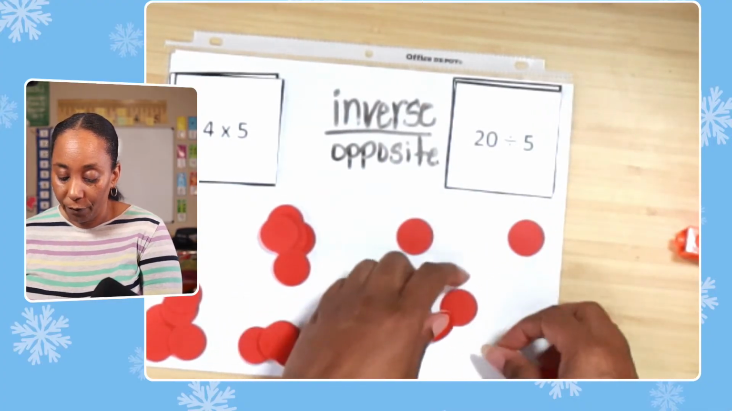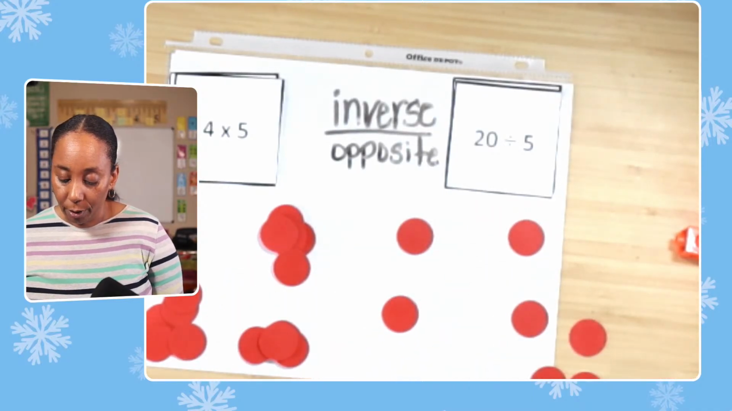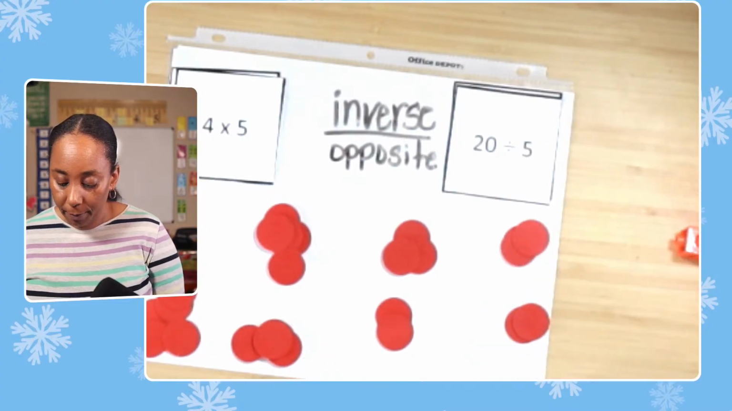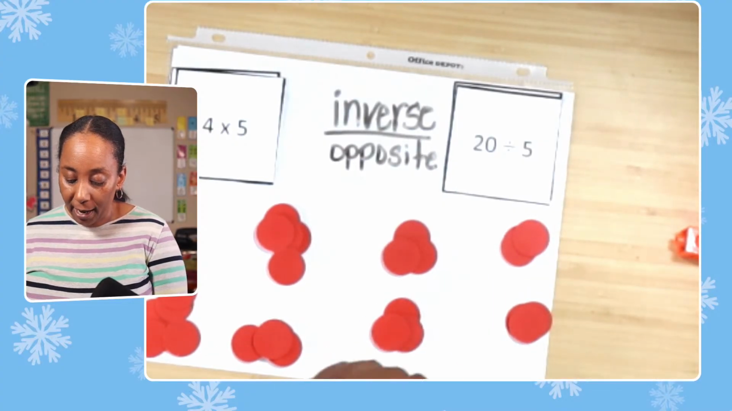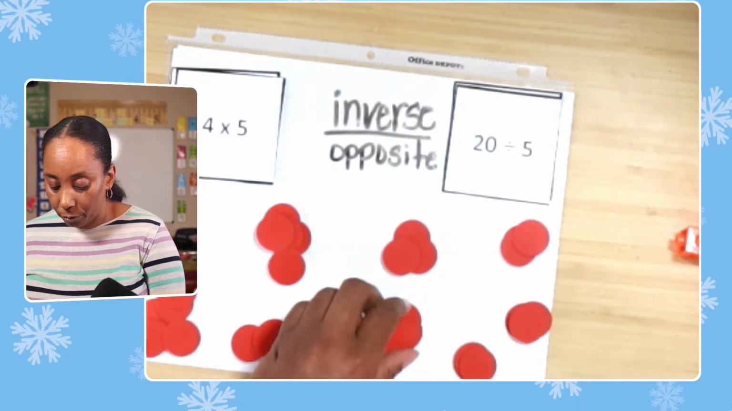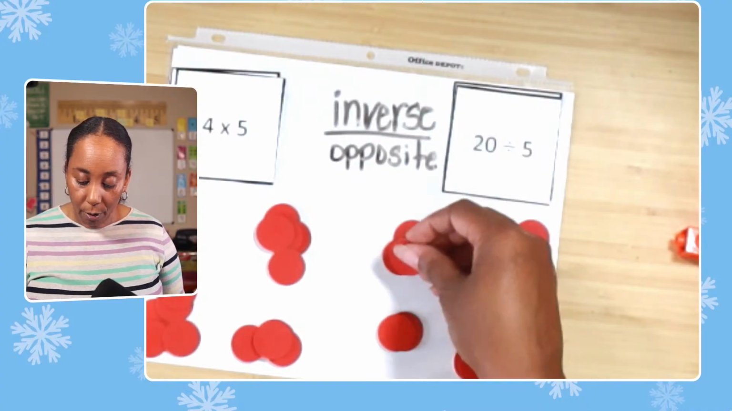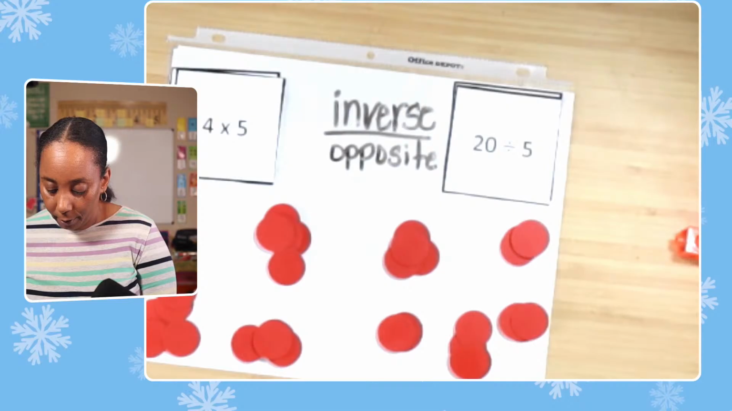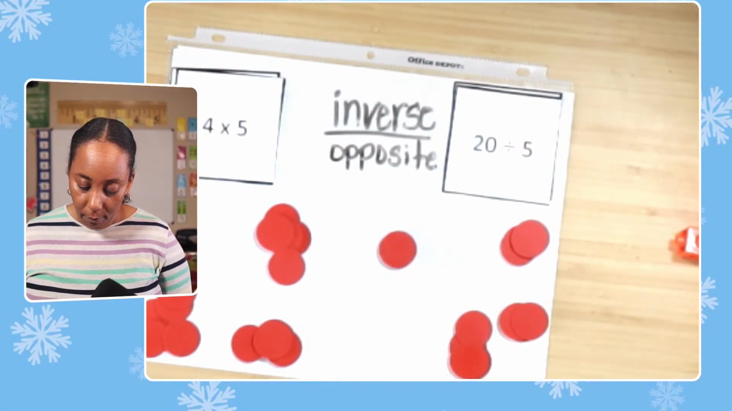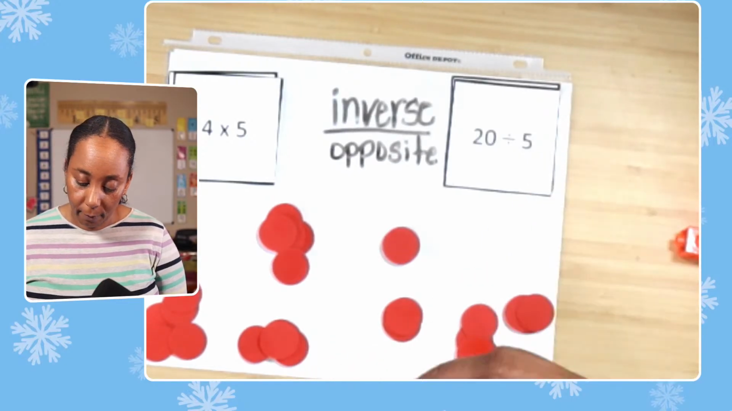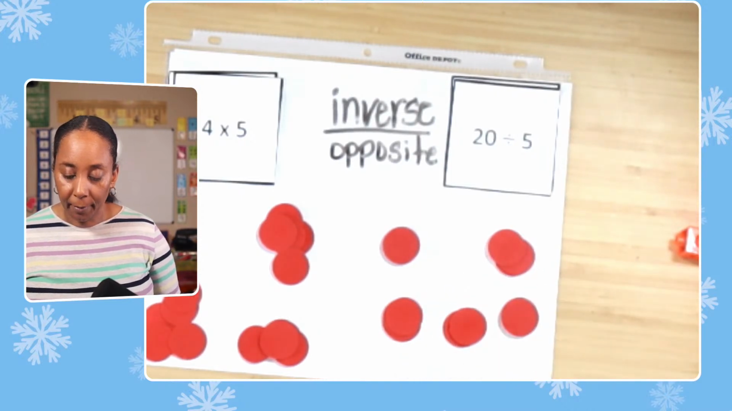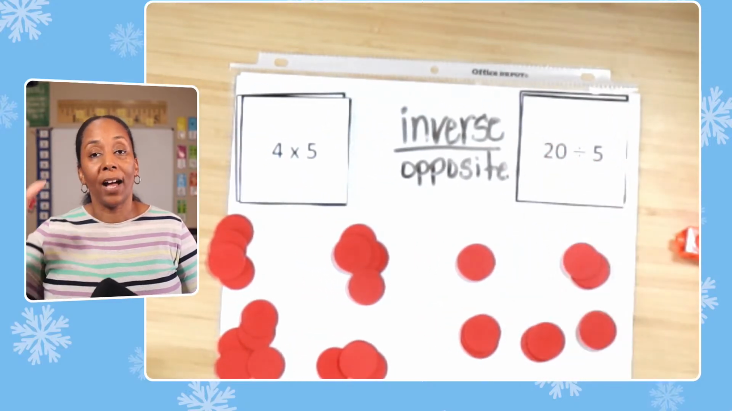1 for you, 1 for you, 1 for you. And we'll keep sharing them. But we've got to have 5 groups. So 1, 2, 3, 4, 5. I have 5 groups. Make sure I have the same in each group. So here, here, here, here, here. So I have 4 in this group, 4 in this group, 4 here, and 4 here. Now, 20 divided by 5 equals 4.